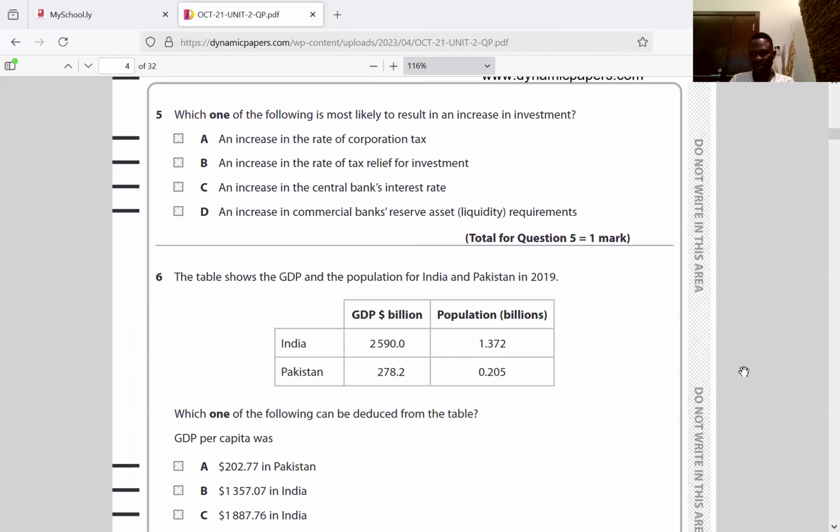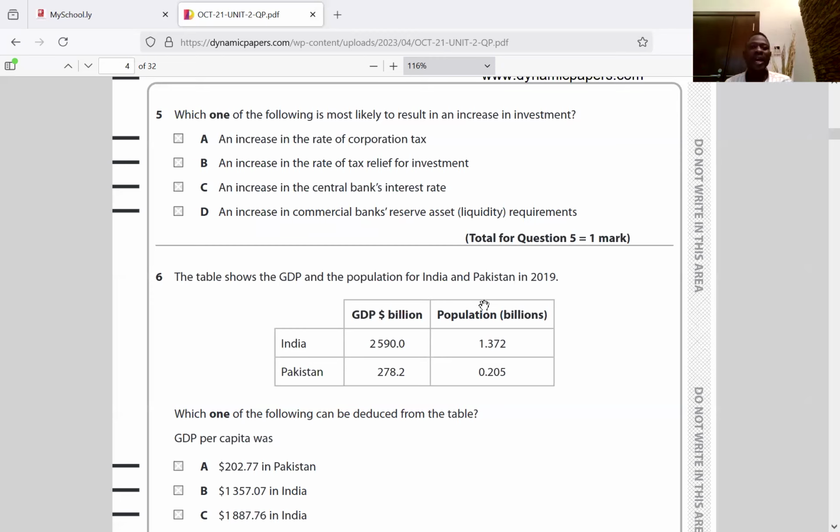Question 5. Which one of the following is most likely to result in an increase in investment? Investment is the spending on capital goods. An increase in the rate of corporation tax: if corporation tax increases, it will reduce investment because investment will become less profitable. So it is not A.